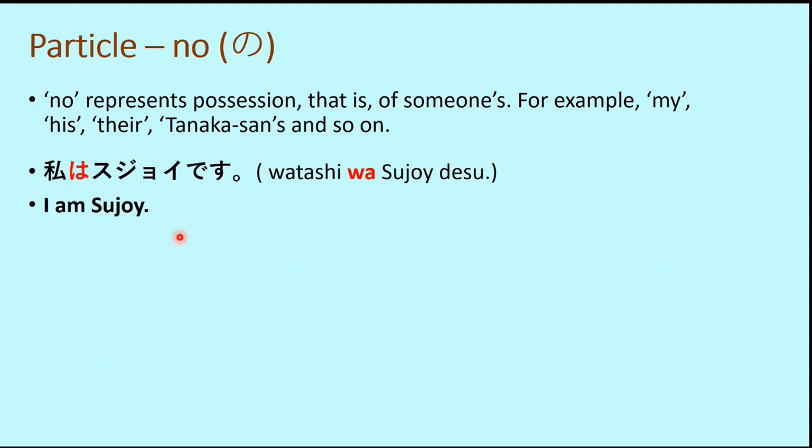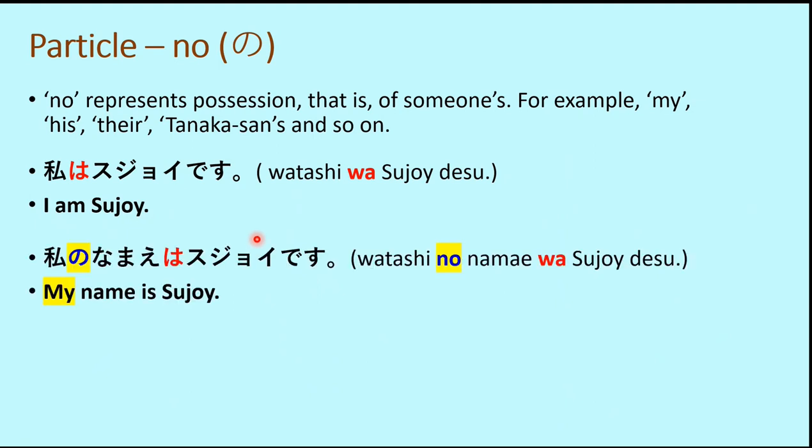To explain it more clearly, watashi wa sujoi desu, this sentence we have studied, which means I am Sujoi. Now there is another way to introduce myself, that is, my name is Sujoi. If we say my name is Sujoy, here my represents some kind of possession. That is, it is my name. It belongs to me. So in Japanese, my name will become watashi no namae wa. Namae means name and watashi no means my. So this no particle transforms I into my.